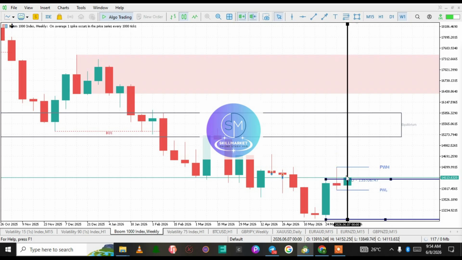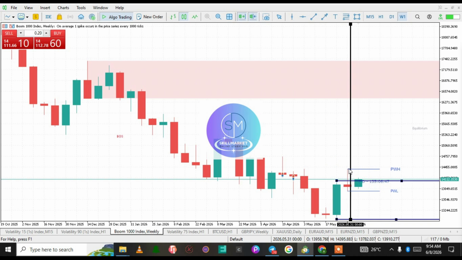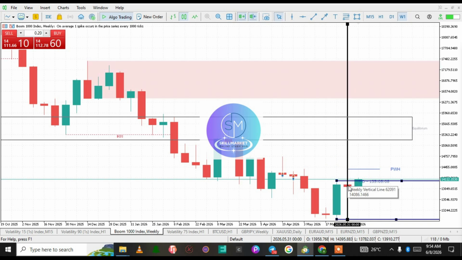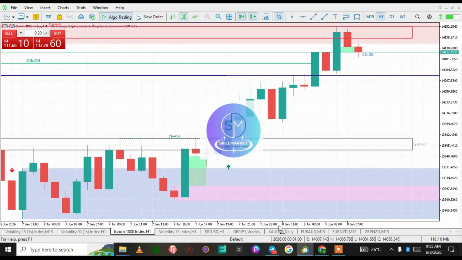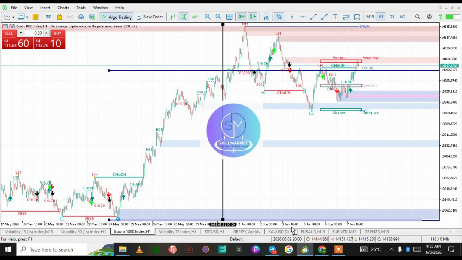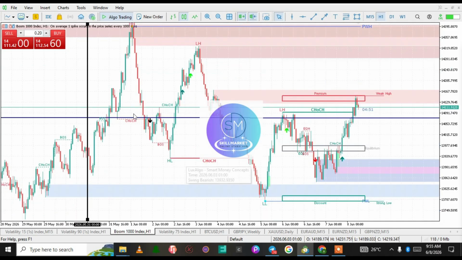If price trades towards this high, like it did right here, I wait for entry signals on a lower time frame, and then I sell the market down to this low. If you go down to our entry time frame, this is it. Price came up and closed back down here, giving us this sell signal.